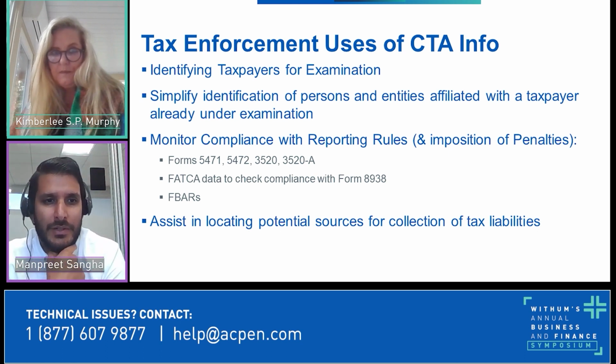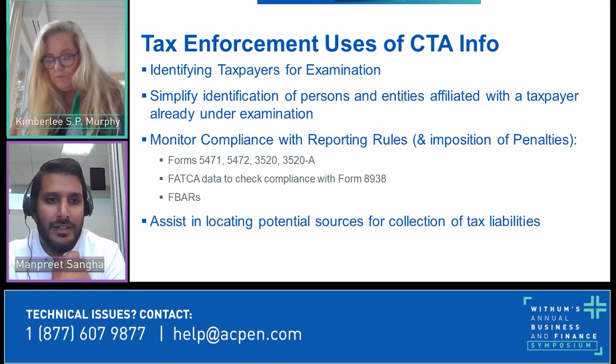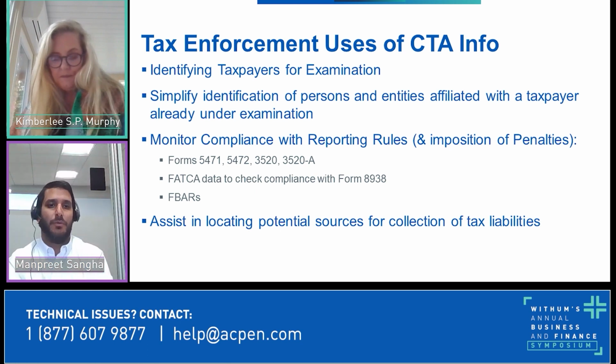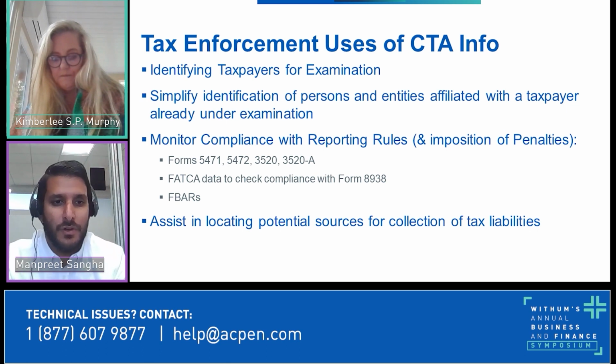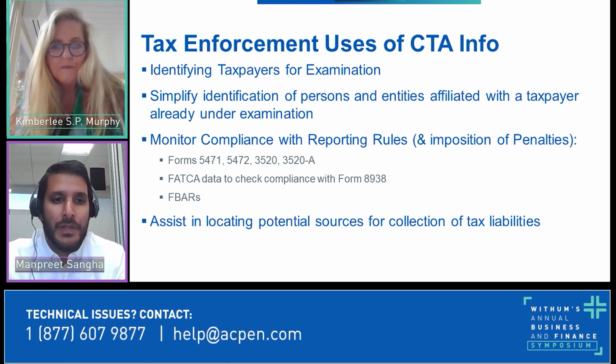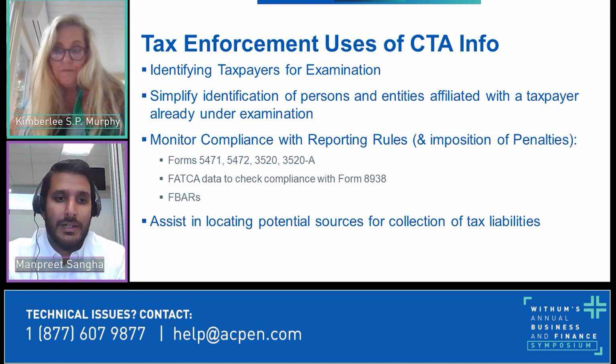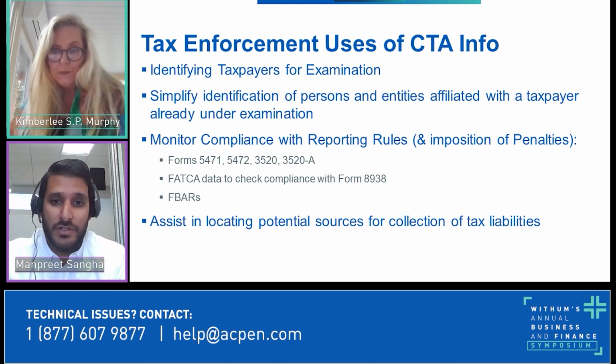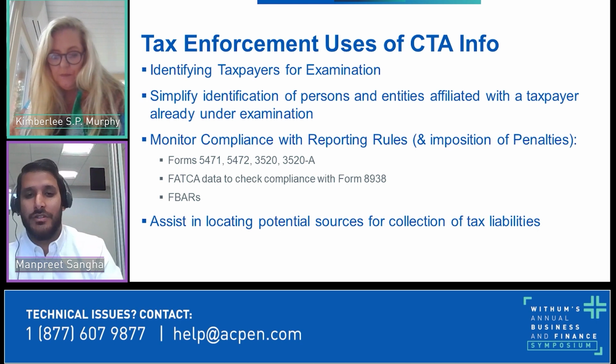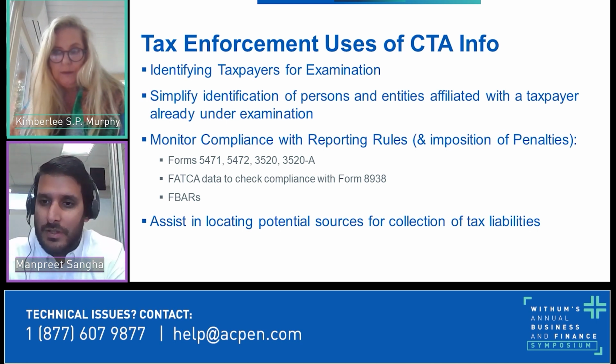Simplify identification of persons and entities affiliated with taxpayers. So again, just kind of connecting taxpayers to one another, and then monitoring compliance with reporting rules. Again, making sure that information returns are being filed appropriately, and the interplay between the CTA and FATCA and FBARs. I'm sure they're going to start trying to draw some connections between the three. And then assist in locating potential sources for collection of tax liabilities, right? So again, looking for property to enforce collections. So these are some of the uses that we can expect.